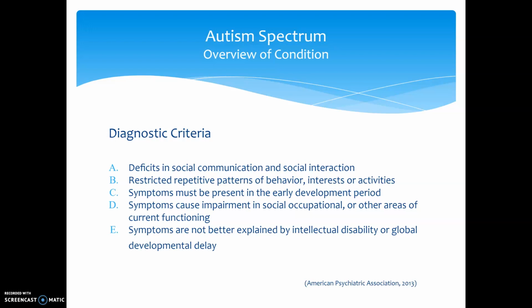The final criteria of autism spectrum disorder, according to the DSM-5, is that these disturbances are not better explained by intellectual disability or global developmental delay. Intellectual disability and autism spectrum disorder frequently co-occur. To make comorbid diagnoses of autism spectrum disorder and intellectual disability, social communication should be below that expected for general developmental level.